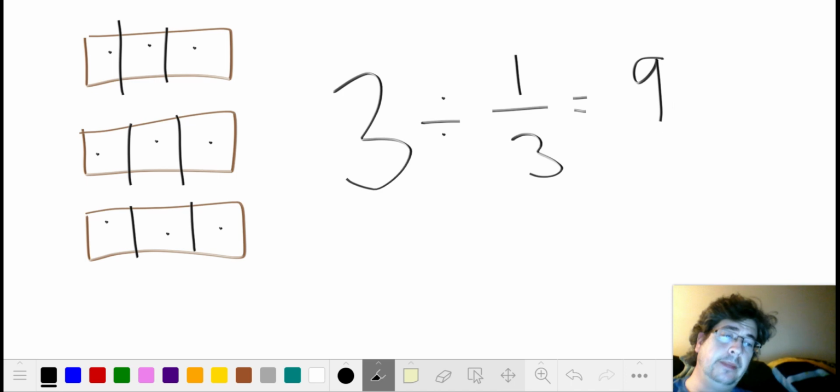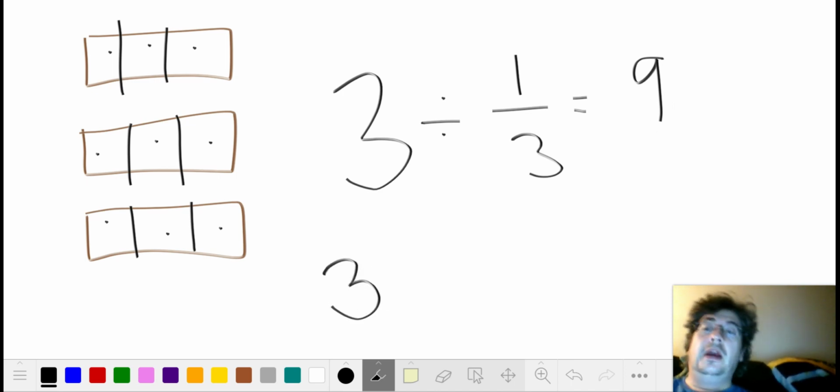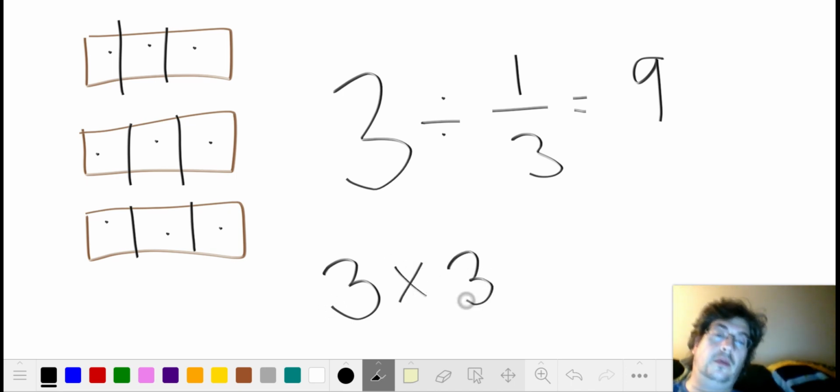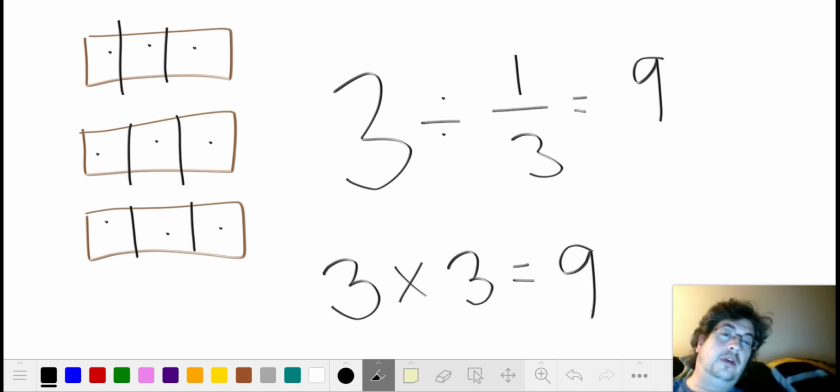Okay, not bad. Another way you can think about this is you got 3 wholes and you cut each whole into 3 parts. So you can do 3 times 3 and get 9. And so you see there's a connection between the division and the multiplication here. All right, let's take a look at another example.